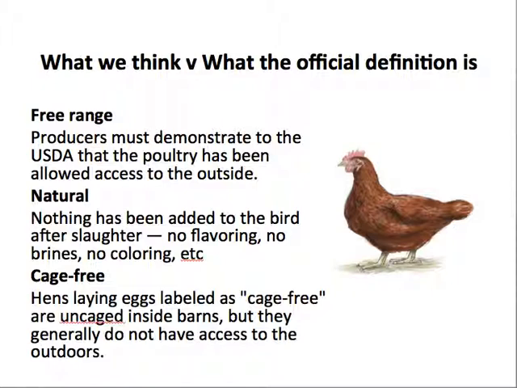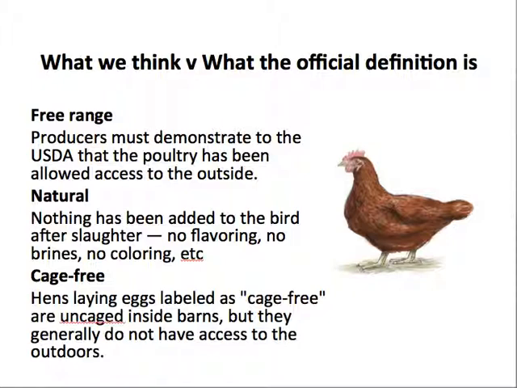Well, according to the United States Department of Agriculture, the definition of free range is poultry that has been allowed access to the outside. That outside could be as small as 3 feet by 3 feet. It's not what we think of as being free range. Similarly with natural. Natural is a very misused term, but the official definition of the term natural by the USDA is that nothing has been added to the bird after slaughter. No flavoring, no brines, no coloring. Okay, so the bird could have been fed lots of nasty things beforehand, lots of chemicals, nitrates. It could have been kept in a battery, but it still can be labeled natural after its slaughter.